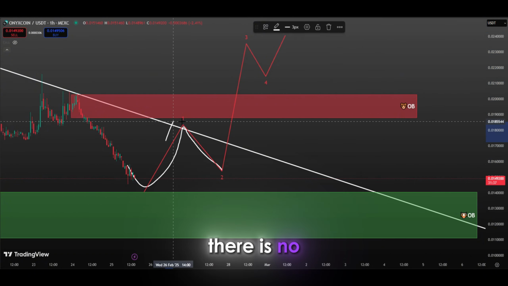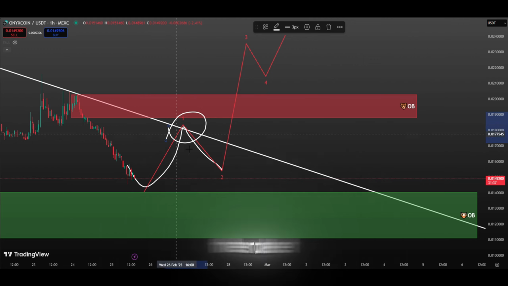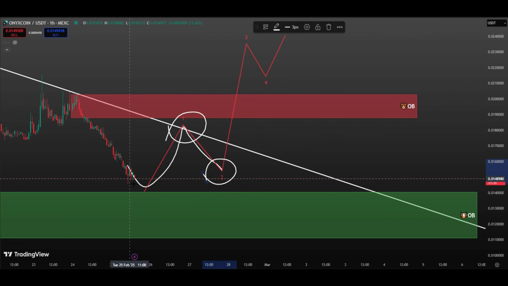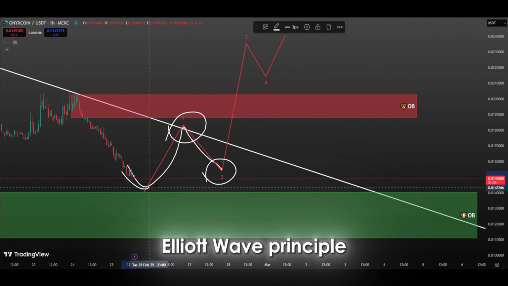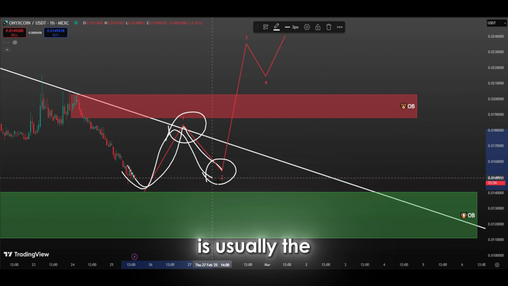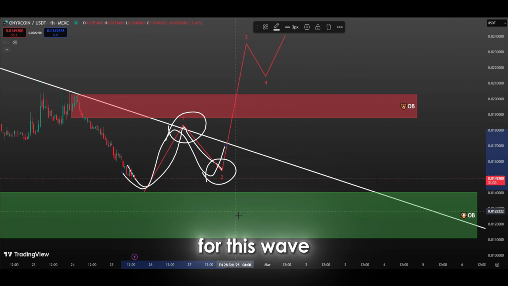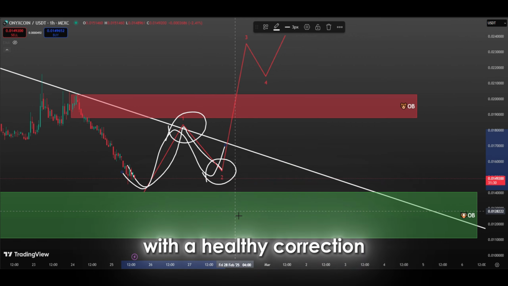At the moment, there is no clear first and second wave in the market structure, so it's not possible to identify the third wave. According to the Elliott wave principle, the third wave is usually the strongest and longest. However, in order for this wave to be realized, the first wave must first be cleared with an upward movement, and then the second wave must be completed with a healthy correction.